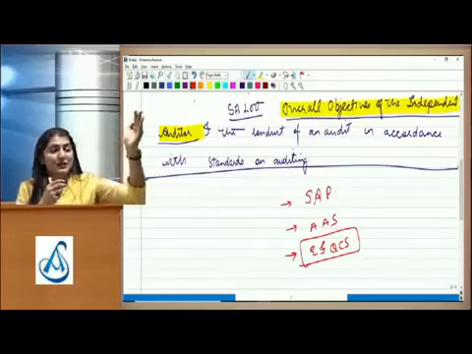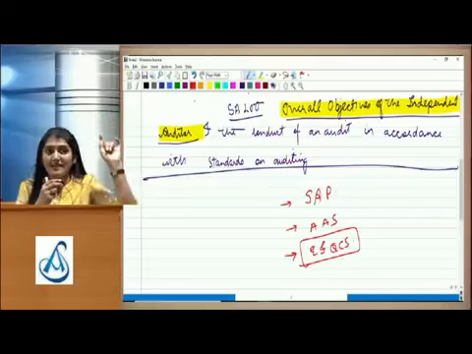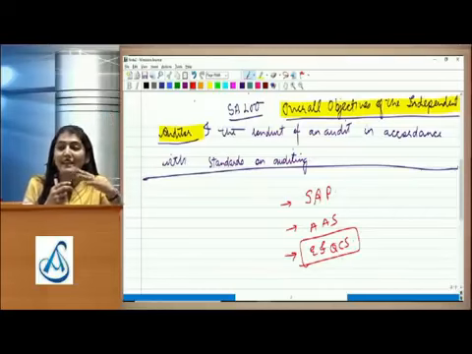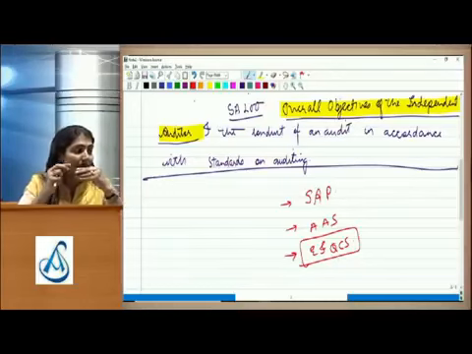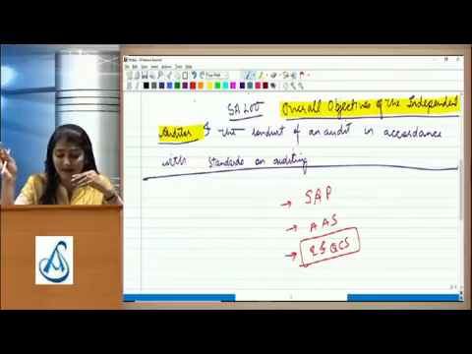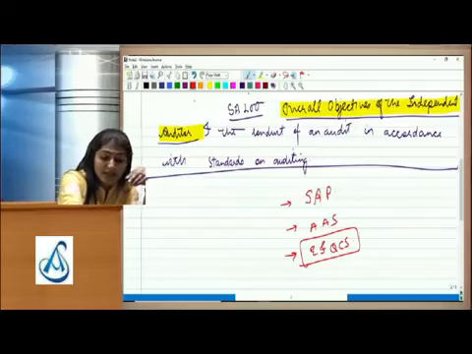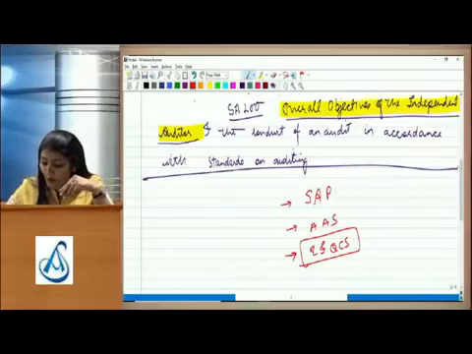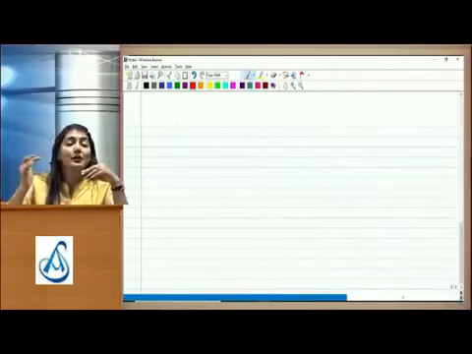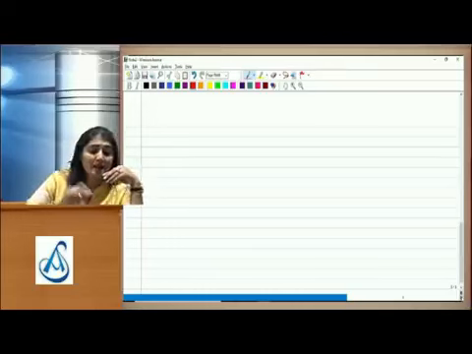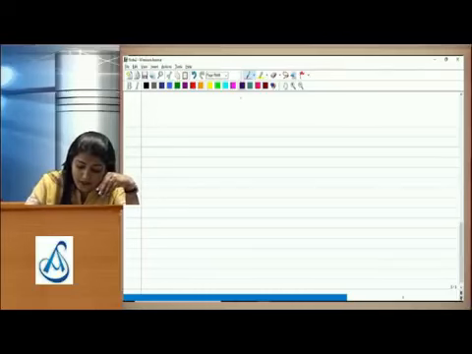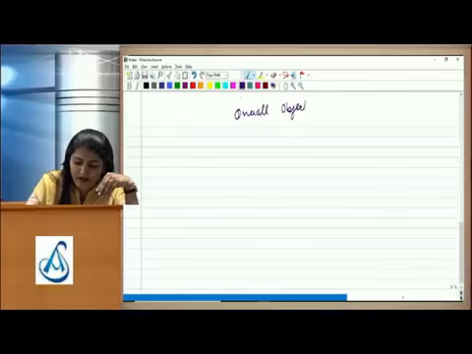Okay, so that's the journey of these standards, starting with the SAP, Standards on Auditing Practices, then becoming the AAS, renamed to be called the Auditing and Assurance Standards, and now they are called the Engagement and Quality Control Standards. Right, so what is the title of SA 200? Overall objectives of the independent auditor and the conduct of an audit in accordance with the standards on auditing. Right, so we need to check what is the overall objective of the independent auditor. Yes, what is the objective?